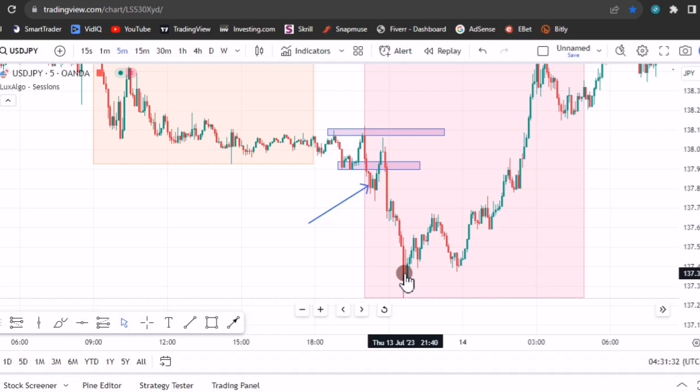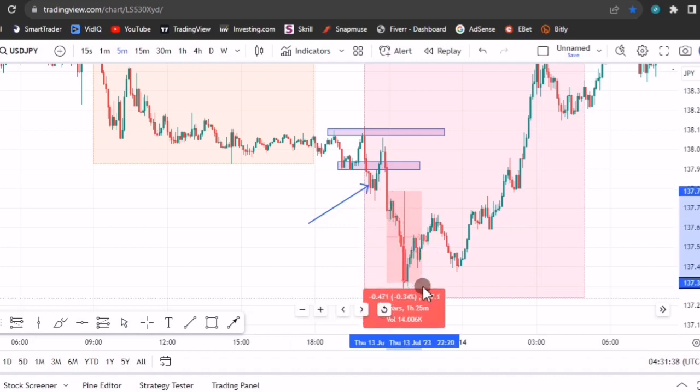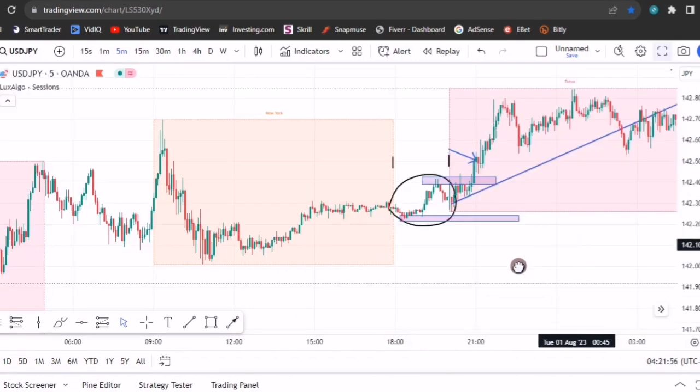So what I can say is, don't hold too much. Target those few pips. Okay, how long was this? 50 something pips. It's a whole lot.